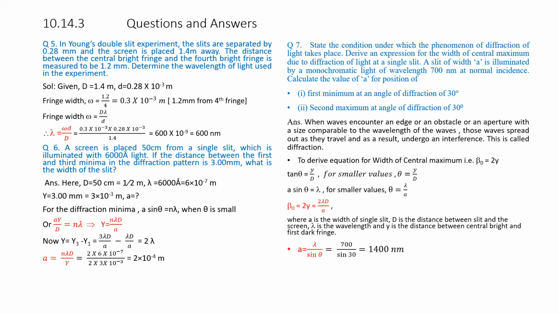Therefore, a is equal to lambda by sin theta, that is equal to 700 by sin 30, that is equal to 1400 nanometers. In the second case, for the secondary maxima, a should be equal to 3 lambda by 2, that is 3 half wavelength, 3 lambda by 2 into sin theta, that is equal to 3 into lambda, which is 700, divided by 2 into sin 30. The answer is 2100 nanometers.